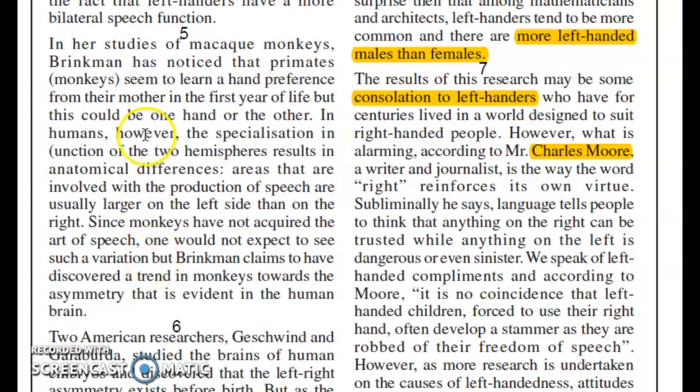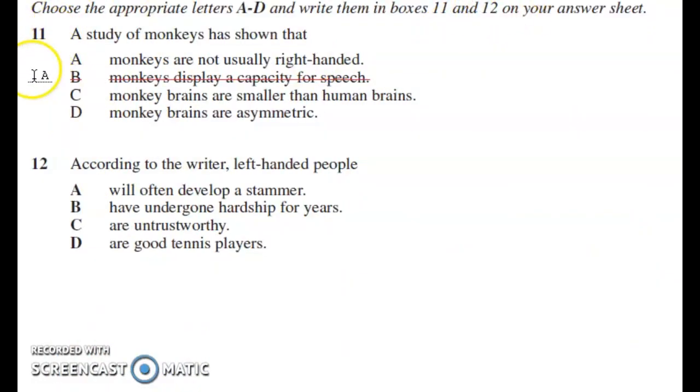Study the fifth paragraph. In the studies of macaque monkeys, Brinkman has noticed that primates, primates means monkeys, seem to learn a hand preference from their mother in the first year of life. But this could be one hand or the other. One hand or the other means there is a phenomenon of left-handedness or right-handedness in monkeys as well. Means their brains are asymmetric. And this is our option D. So our answer would be D.